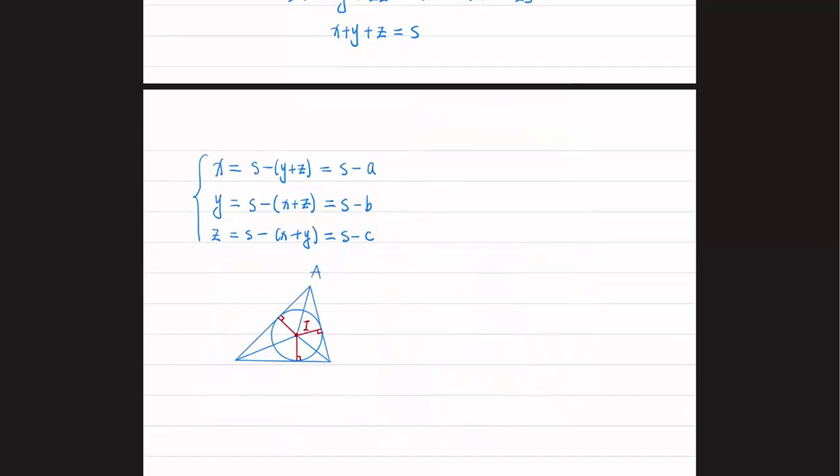We have this A, B, C, E, F, G. I want to find the area of the triangle. We start with BIC. Amy, we have a triangle BIC. How could you give me a formula for the area of this triangle?